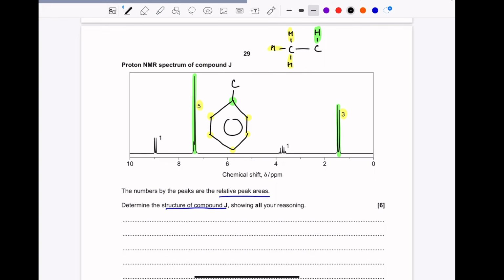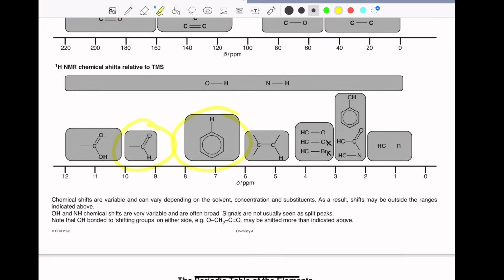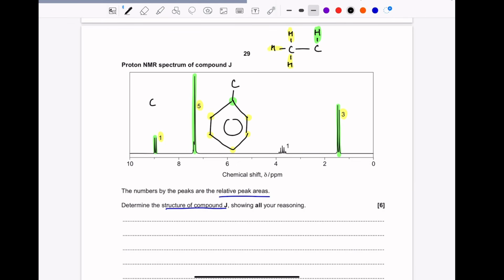Then the final peak, which is a doublet with an integration of 1 at a chemical shift of 9, well, that's the aldehyde, and that adds up. So the 1 is referring to this hydrogen, and the doublet refers to the adjacent carbon only having 1 hydrogen. So hopefully now you can see how everything fits together, as in this group will be the ending of this portion, and that also makes sense for the splitting pattern of 5.